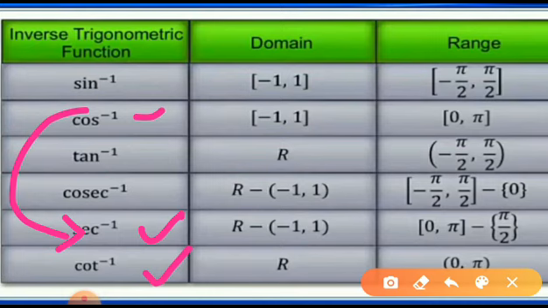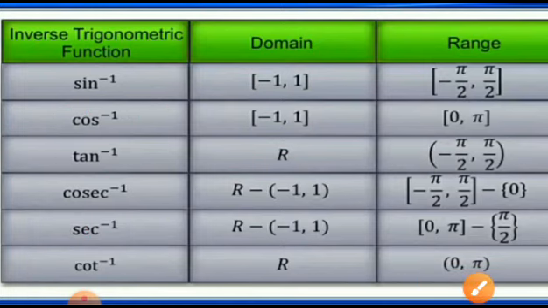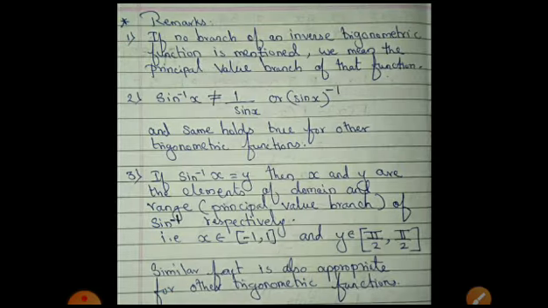Clear? Then next is cot. For cot, it is the open interval 0 to pi. Why open interval there? Because cot again is not defined at what? At 0 and pi. And hence the range of cot inverse will lie in the open interval 0 to pi. Is that clear? Now, these are the important factors.